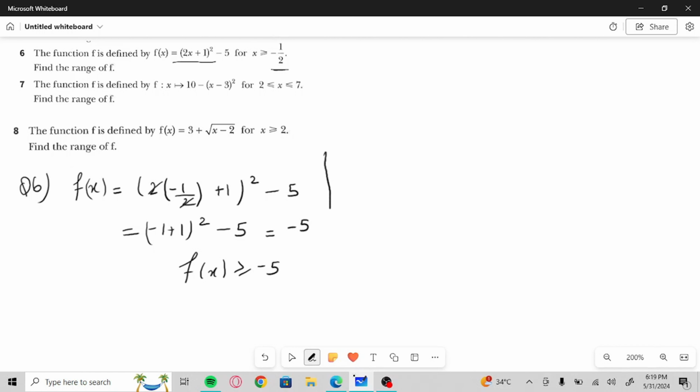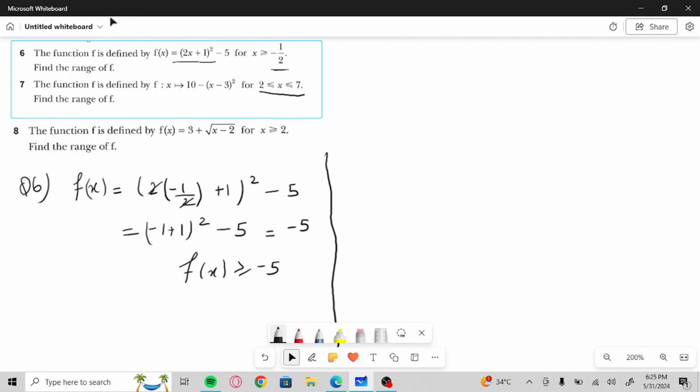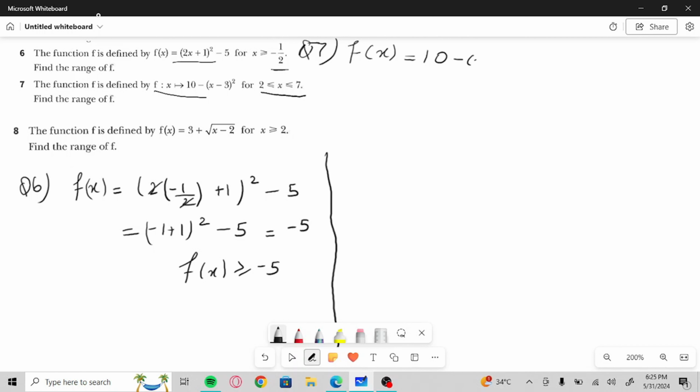Okay, now just make a line here. So on to question number 7. If we notice, we are asked that f(x) equals 10 minus (x - 3) whole squared for x is greater than or equal to 2 but less than or equal to 7. And we have to find the range of f. So question number 7. Now again, don't be confused by this form of writing, because this is the same as writing f(x) is equal to 10 minus (x - 3) whole squared.